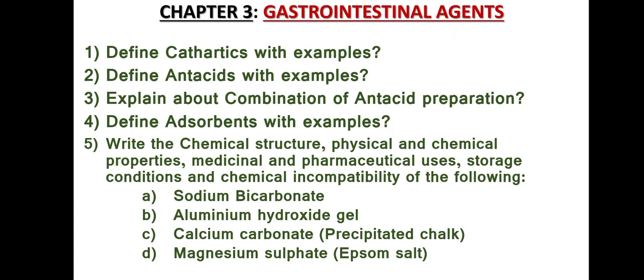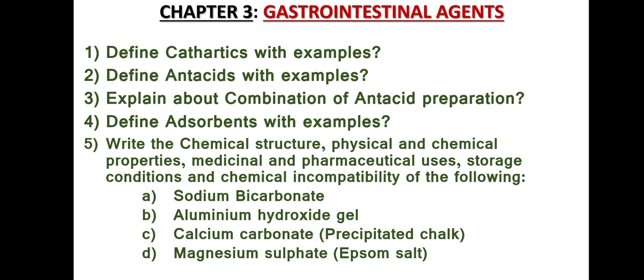Chapter 3, gastrointestinal agents. So there are 5 important questions in gastrointestinal agents. Question number 1, define cathartics with example. Question number 2, define antacids with example. Question number 3, explain about combination of antacid preparation. Fourth question, define adsorbents with example.